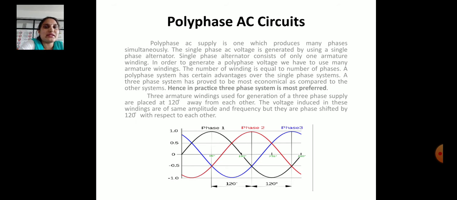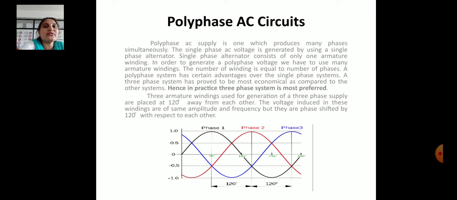Among polyphase systems, the three phase system is the most economical as compared to other systems, so in practice we use the three phase system. Obviously the number of phases is equal to the number of windings, so for three phase there are three windings. Three armature windings are used for generation of three phase supply, which are placed at 120 degrees from each other.